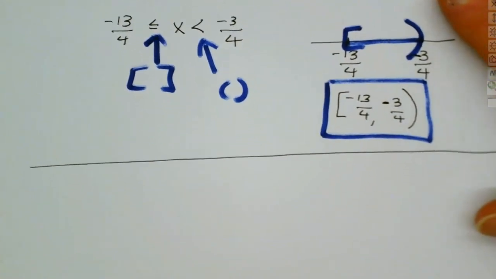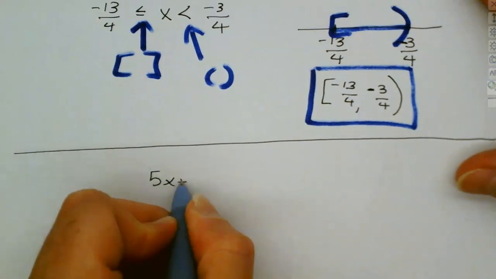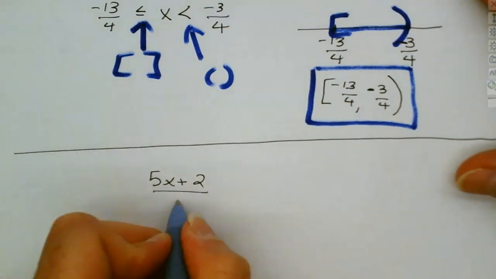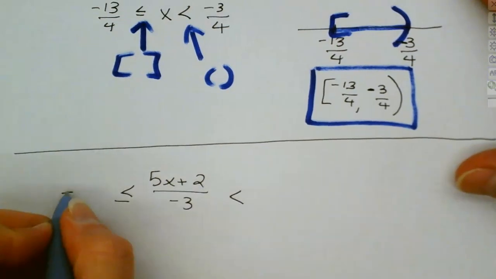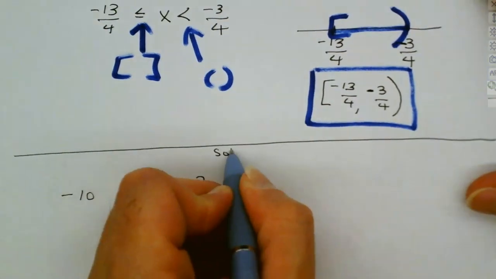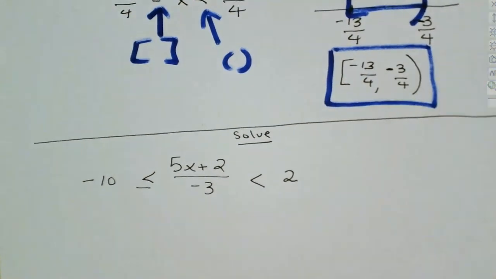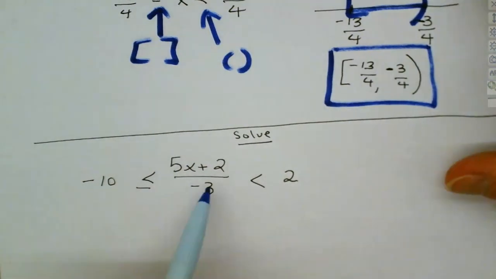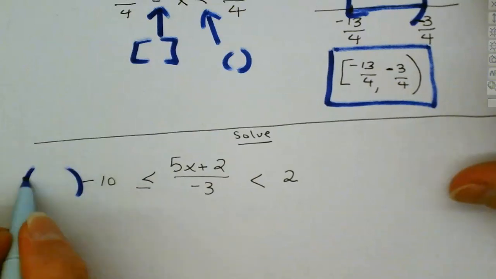Okay, so let's try another one of these. Now, this one's going to make us change the signs. So I need to clear out my fractions. So what fraction do we have in the denominator? Okay, we have a -3. So I'm going to multiply everything by a -3. That's going to clear them all out.